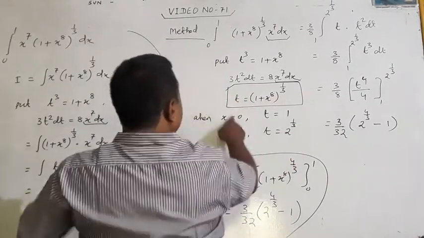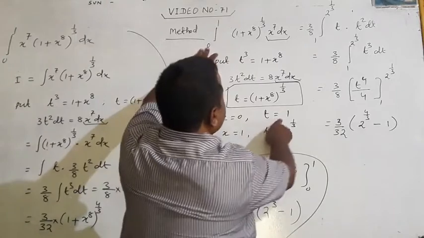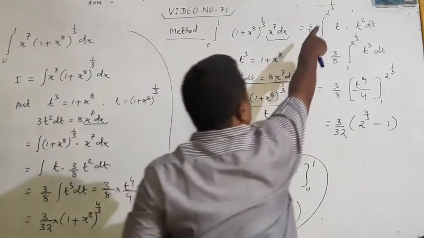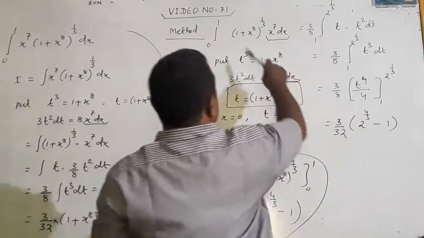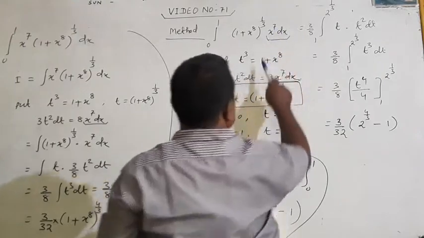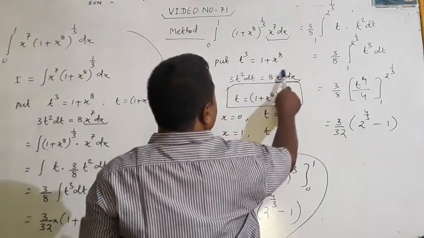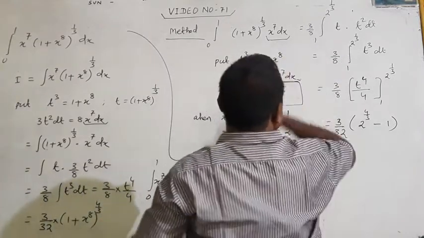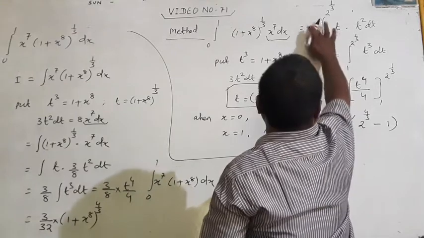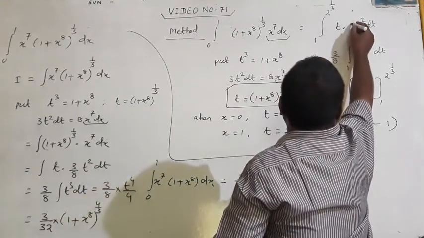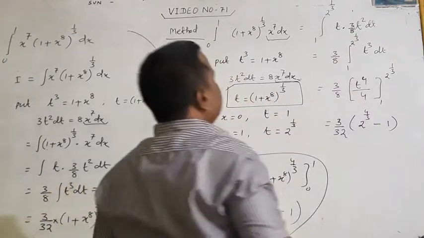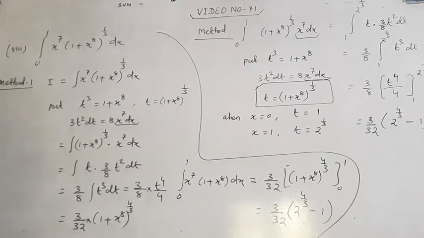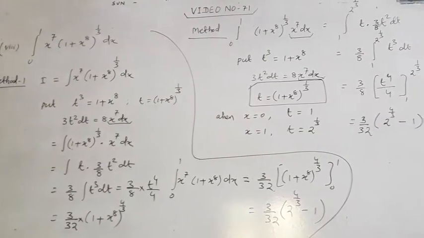So when x is 0, what is t? You have to write that t. When x is 1, t is 2 to the power 1 by 3. You have to write 2 to the power 1 by 3, and in this place you have to put t. And here, x to the power 7 dx, you have to put 3 by 8 t square dt, with 3 by 8 coming outside. Okay, I am writing it here. Suppose it is 3 by 8 t square dt, then 3 by 8 will come outside, then you integrate and find. Okay. Now the last two problems you can do by yourself.